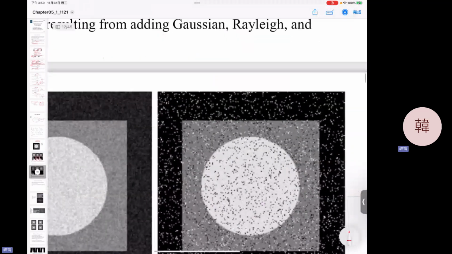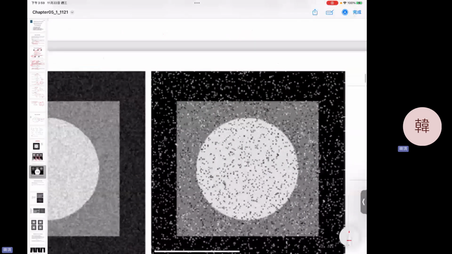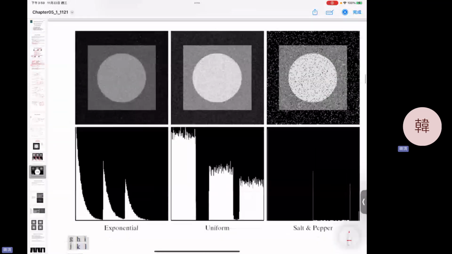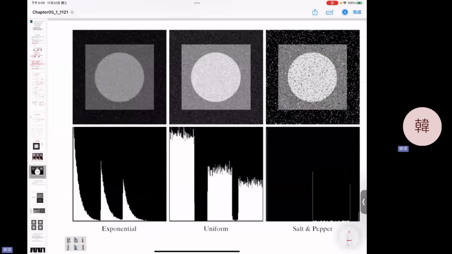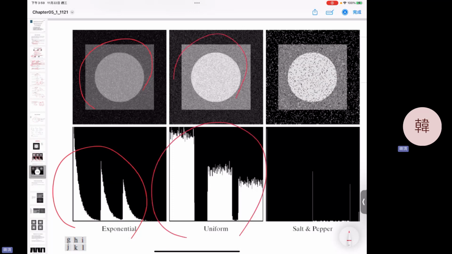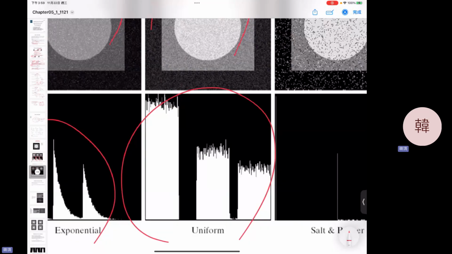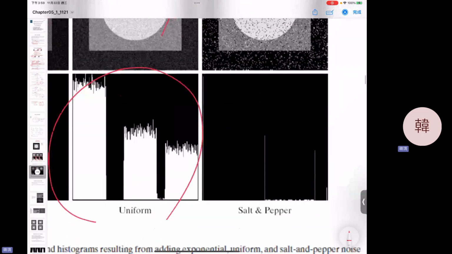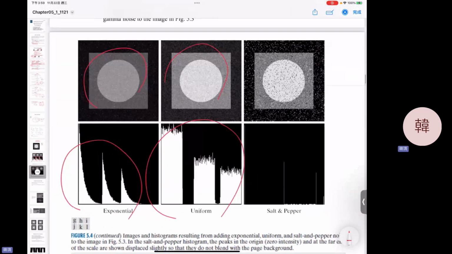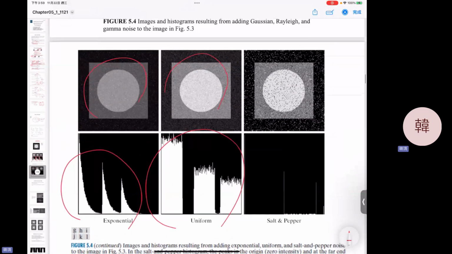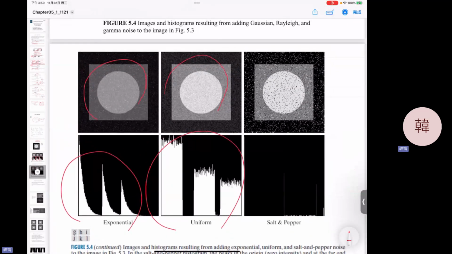The easiest way to characterize is the spike noise, right? It's some spots, salt and pepper noise. If you look at their PDF distributions, you can see this corresponding noise model should be exponential, this one should be uniform noise, and this one is spike noise. You can see the noise model there. As long as you know the noise model, you know how to remove it.